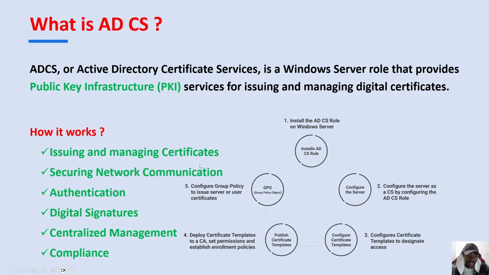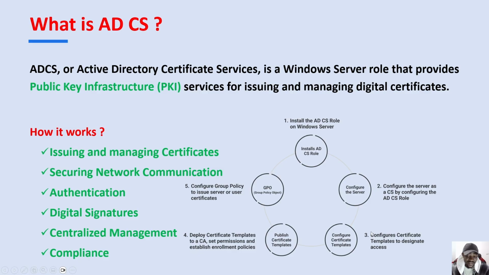So ADCS will sometimes be used to meet these compliance issues. So basically, how does it work? The first step usually will be to install the ADCS role on a Windows server, as I said. Second step, we'll go to configure the server as the certificate authority. So after installing the role, you need to configure the server as the certificate authority. Then the third step will be to configure the certificate templates to designate access.